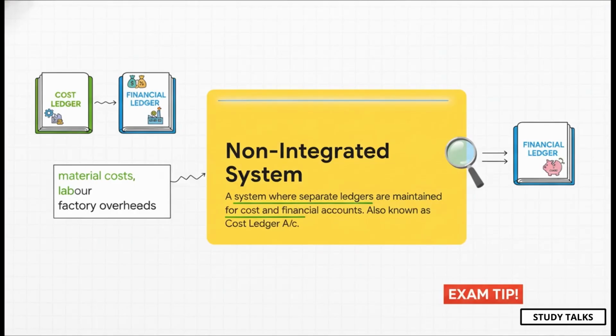So what is it really? A non-integrated system just means we have this separate universe, the cost ledger, that's super focused. It only cares about costs that are directly related to making and selling our products. Materials, labor, factory overheads. And this is crucial. Purely financial things like interest income or donations or bad debts, they have no place here. They are completely ignored in the cost books.